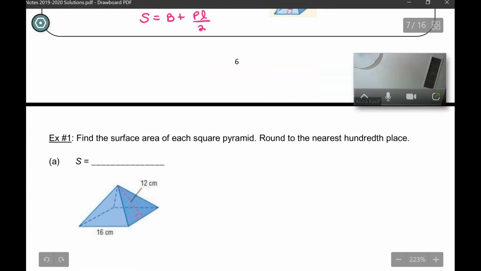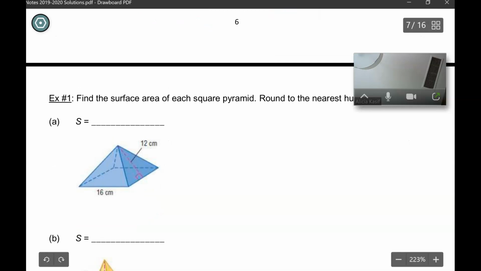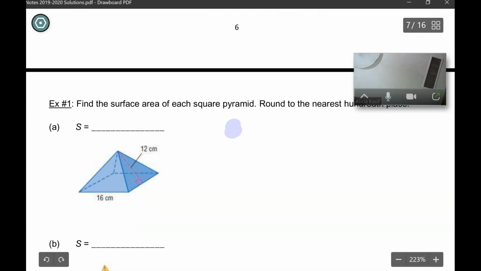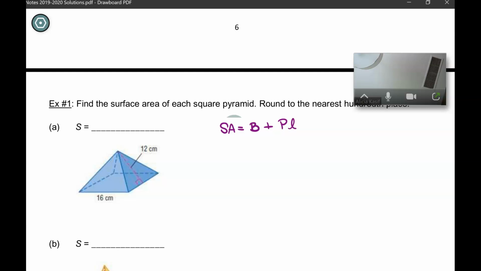Okay, here we have a square pyramid, meaning the base is a square. Just like when we were doing the prisms, it's helpful to think, what's my formula for surface area? It's area of the base plus perimeter of the base, where the capital letter P represents perimeter, multiplied by slant height, divided by 2. The area of the base is easy when this is a square, because this will be 16 and 16. So it's going to be 16 squared.